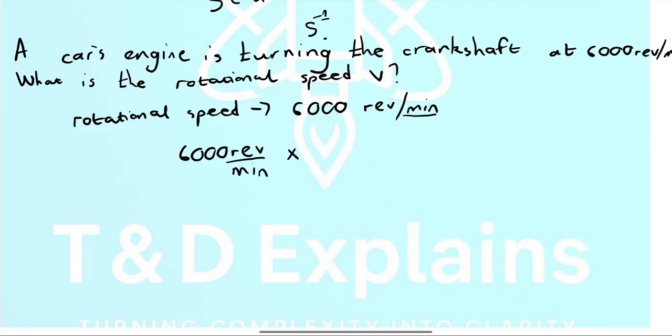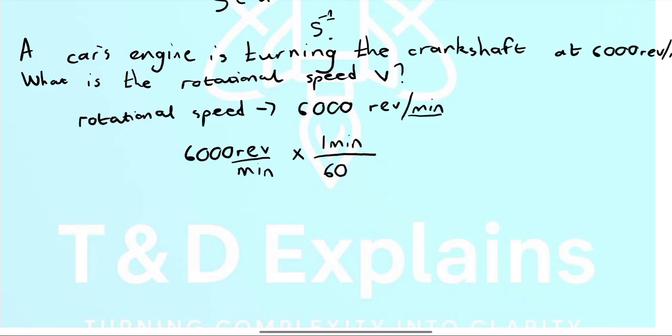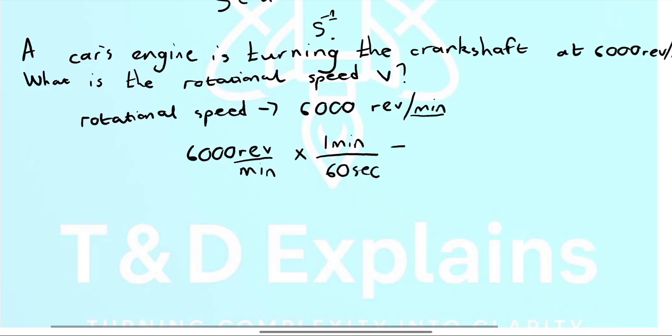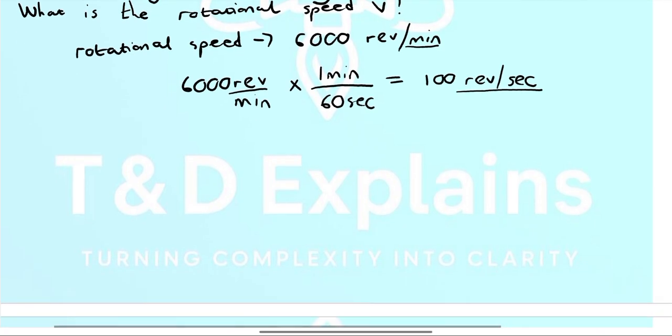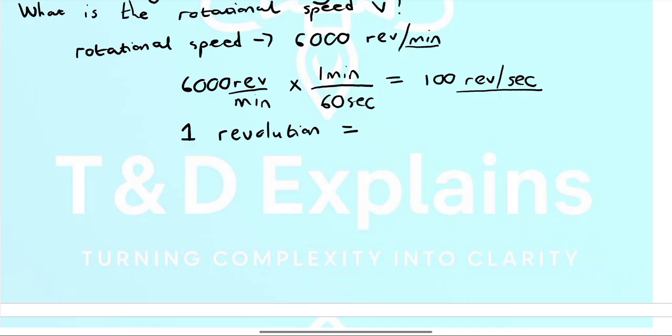Okay, you can multiply and say 1 minute. I know that 1 minute is 60 seconds. So I will get 100 revolutions per second. Now I know that I have my standard units over there. Okay, so now we can continue. What I know is that one revolution, as I explained in the diagram above, is equal to 2 pi radians.